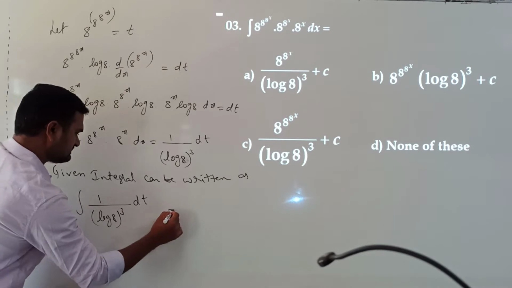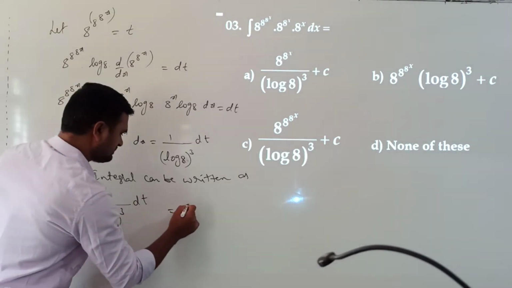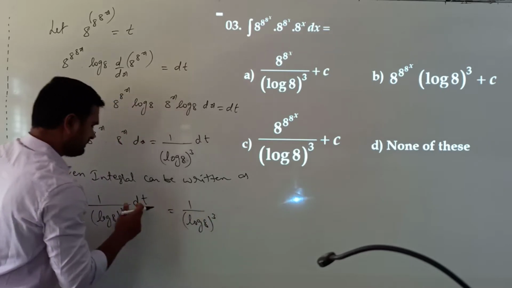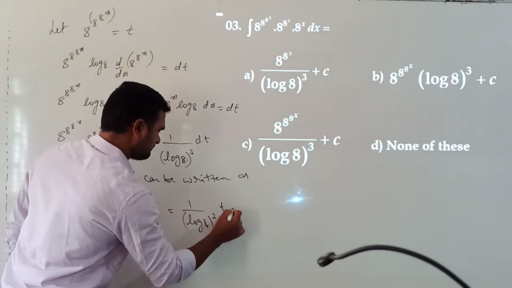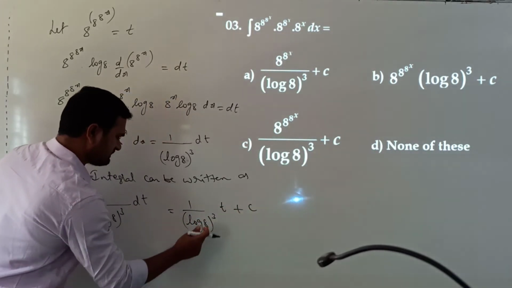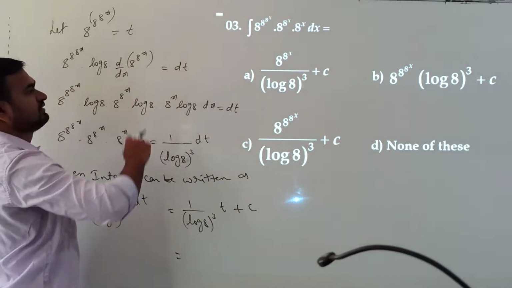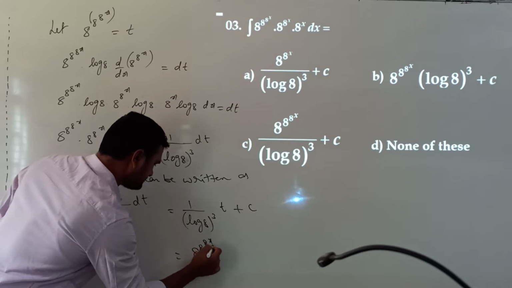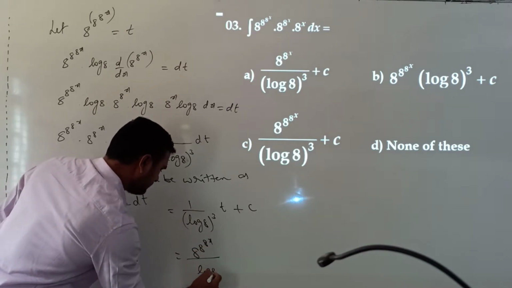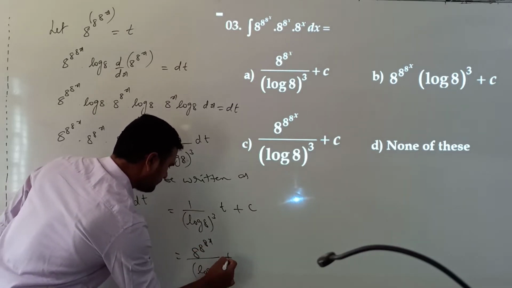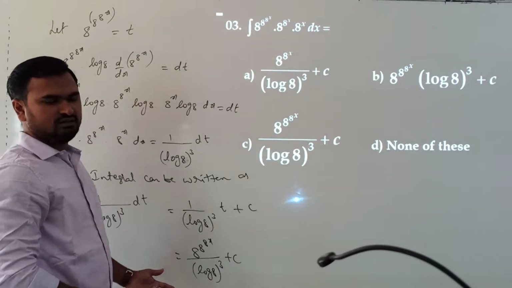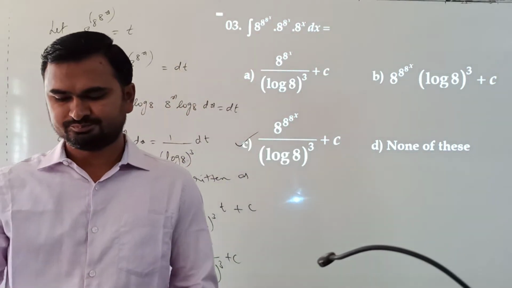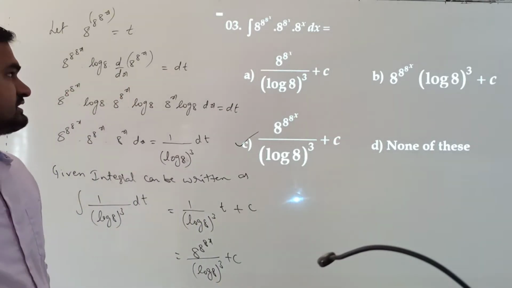So 1 by log 8 whole cube is constant. We can write it outside. Integral dt is t plus c. So what is t we have taken? t we have taken 8 power 8 power 8 power x divided by log 8 whole cube plus c. So this will be the required answer. That is the third option. Okay. Let us see the next question.